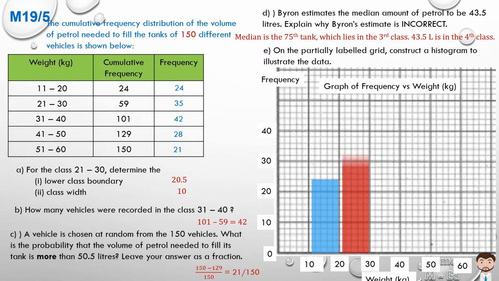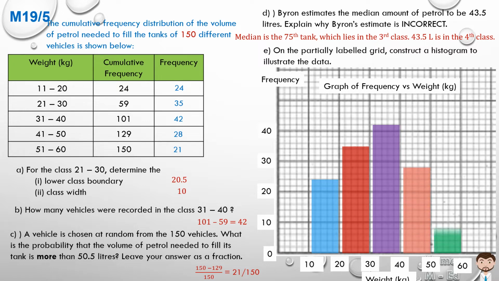And for the second interval, 21 to 30, plotted in red, it goes up to 35. The third interval in purple goes up to 42. Then the fourth one in pink goes to 28. And the fifth one is in green, it goes to 21. Notice that there are spaces in between all 5 columns. As such, this is a bar chart.